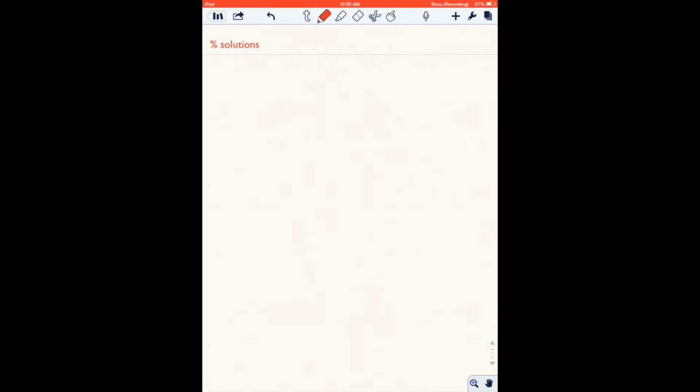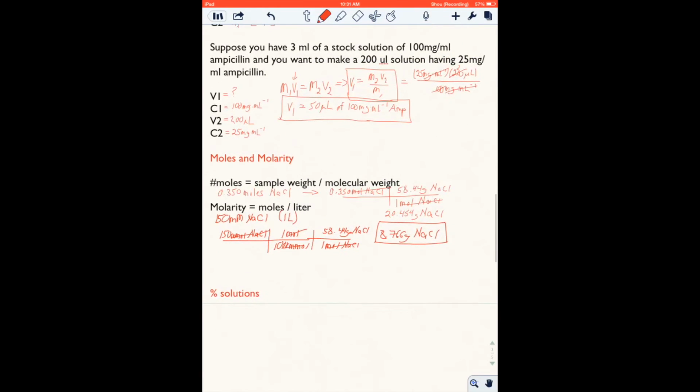So that brings us to percent solutions. Percent solutions are a very common way of preparing solutions. Let's actually bring this down a little bit. One way to calculate this is percent concentration times volume needed.